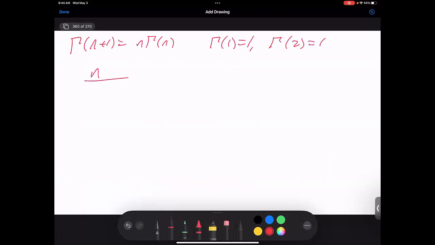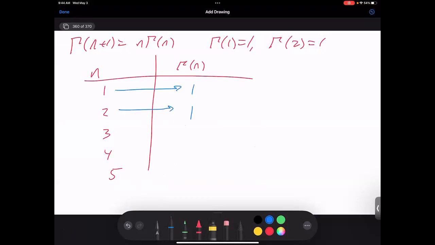So here's n, here's gamma of n. 1, 2, 3, 4, 5. Gamma of 1 is 1. Gamma of 2 is 1. Gamma of 3, I can write 3 as 2 plus 1. So this is going to be 2 times gamma of 2. What's 2 times gamma of 2?